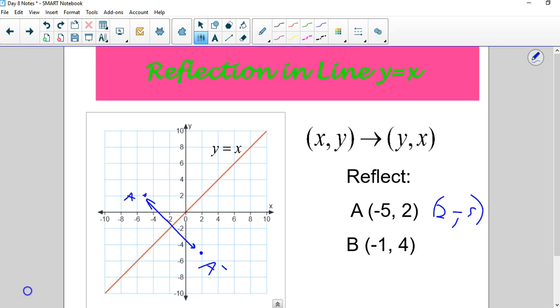B at negative 1, 4 would be right up here. So B prime would be at positive 1, no, sorry, 4, negative 1. You just switch them. So this is B. You go to 4, negative 1, and that's B prime. Again, diagonally reflecting across that line.